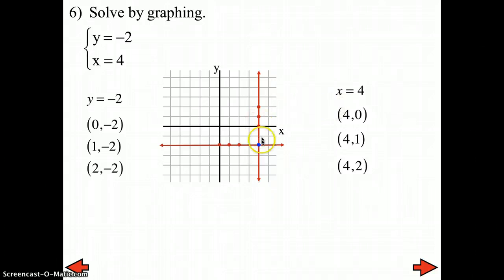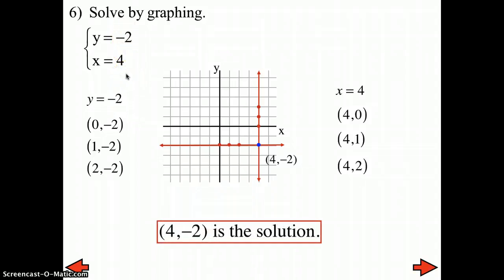Perfect. Now I see that the intersection occurs right here. So my solution would be 4, -2. So notice graphing could be pretty useful if things are already in slope-intercept form or if the equations are pretty simple.